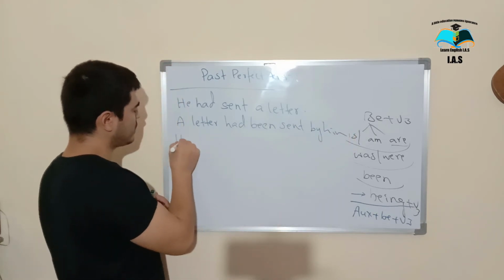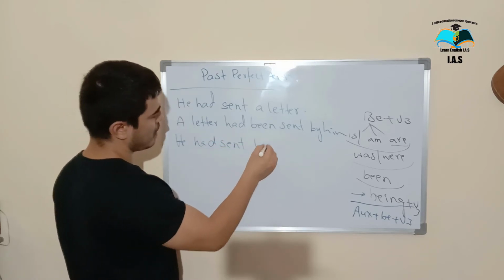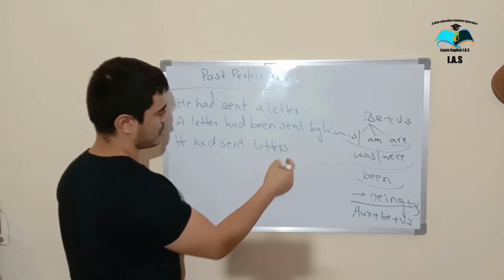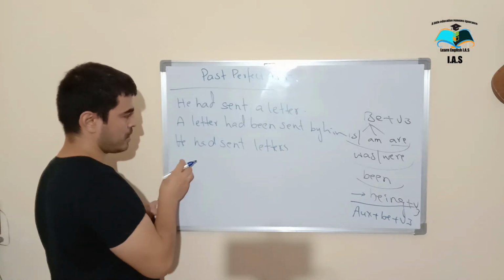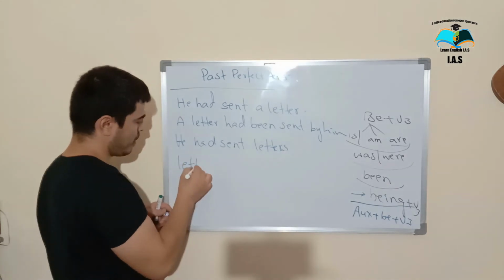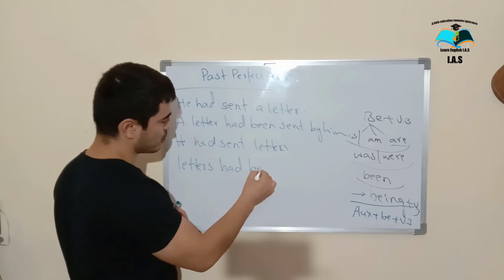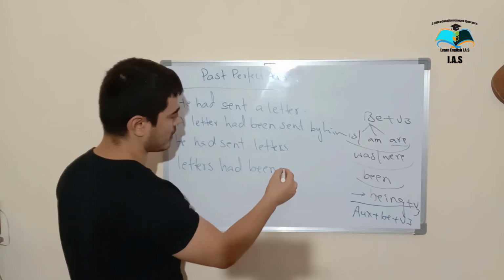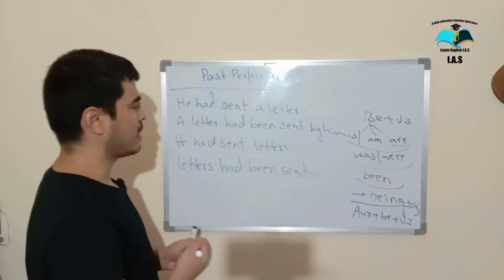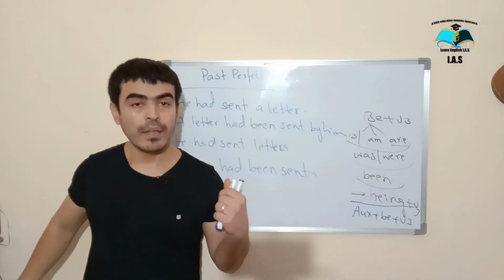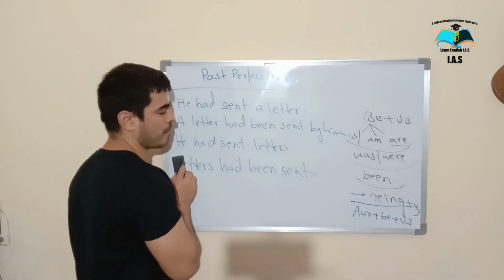Next example. He had sent letters. Now we have a plural here. Now the object comes first, as the subject. So we can say letters had, using had. Then we use been. Had been sent. Okay, a letter had been sent. This is the way we can change past perfect to passive.